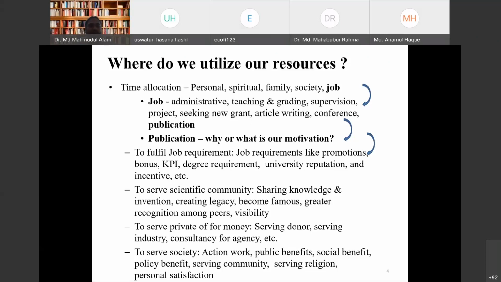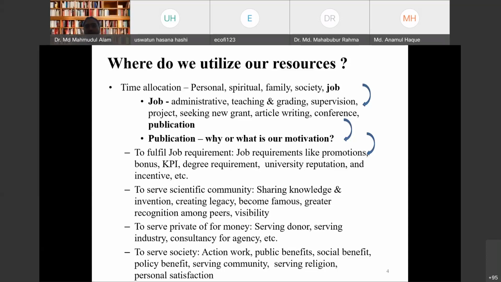Our job has requirements for publications, or promotion, or KPI, or getting the bonus. In the case of a student, they need to publish to get the degree; this is a degree requirement. Or sometimes we publish for university reputation, because the university pressurizes us. Also, some incentive is there, monetary remuneration for publication. Or our project has requirements for publications. So these are almost by force, to fulfill our job requirements.